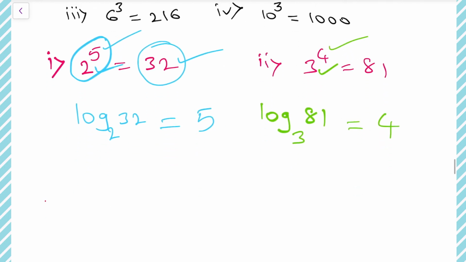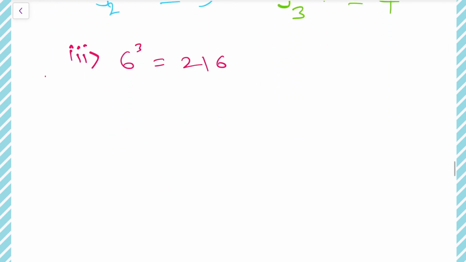Next, third question. 6 power 3 equals 216. Okay, first for 216 we need to apply log. So log 216. Here base is 6. So write that as it is as the base, is equal to, here whatever the power is there, write that as the answer.